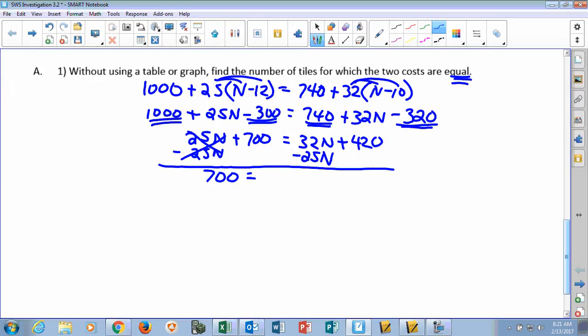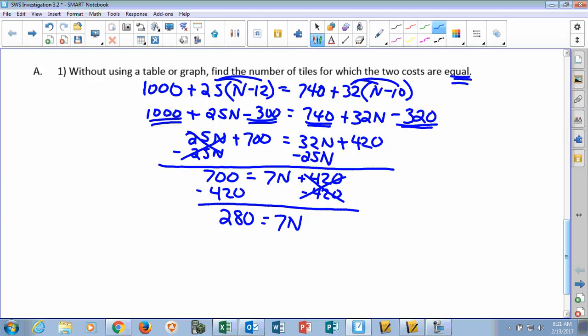And 32 minus 25 is what, everybody? 7. Plus 420. So for me to get the 7n by itself, what do I have to do? I have to move the 420 over to the other side. And how am I going to do that? Right, I have to subtract it. It's the opposite. So when I subtract 420, I have 0 on the right side, so I'm just left with 7n. And on the left side, I have 280. So when I divide both sides by 7, n, which represents my number of tiles, is going to be what? 40.